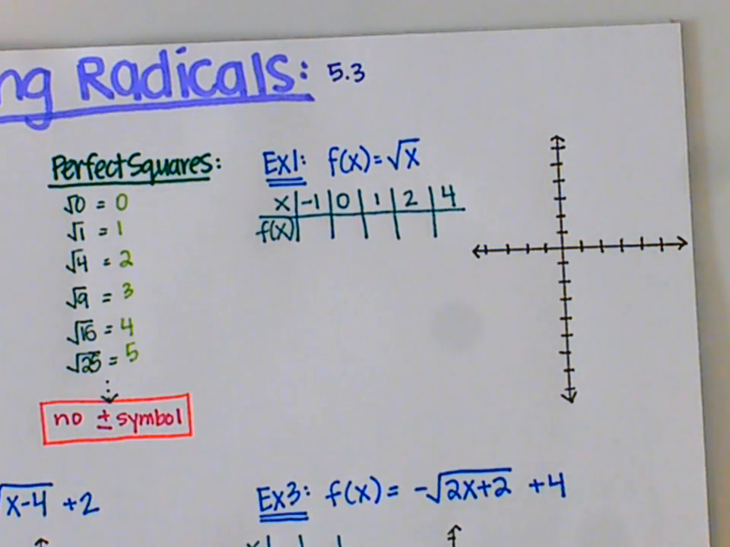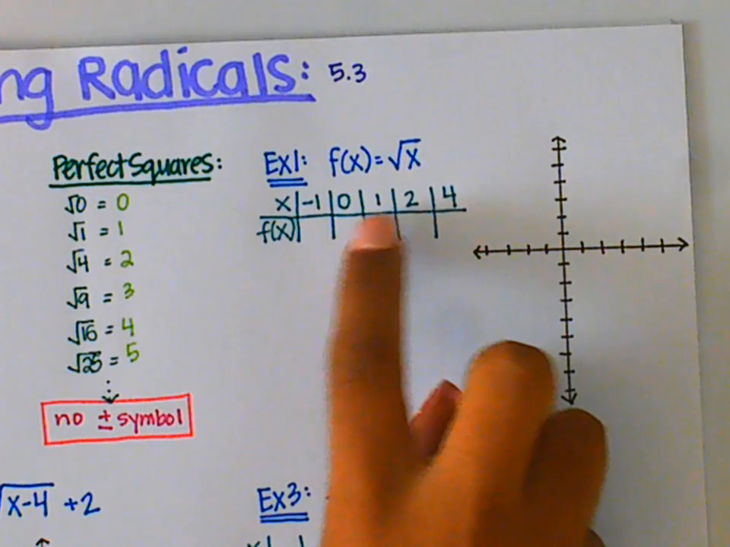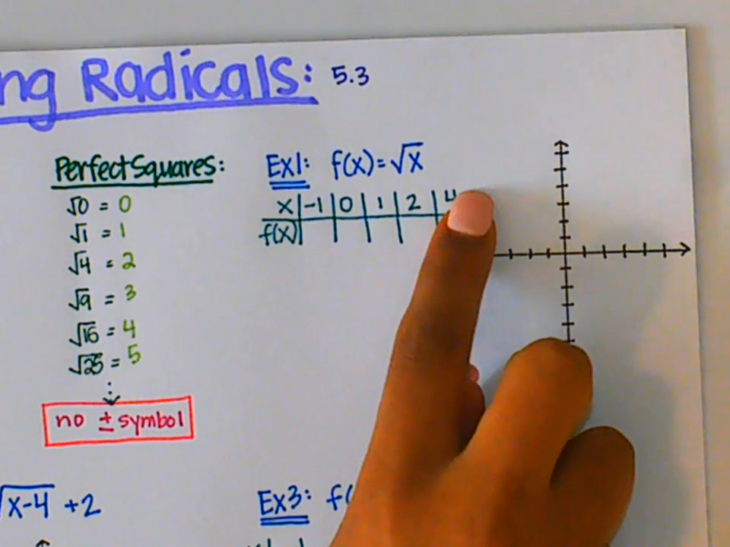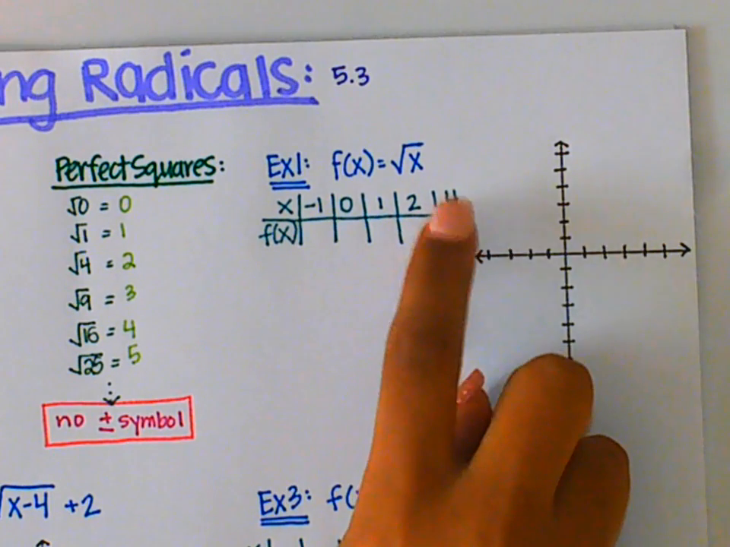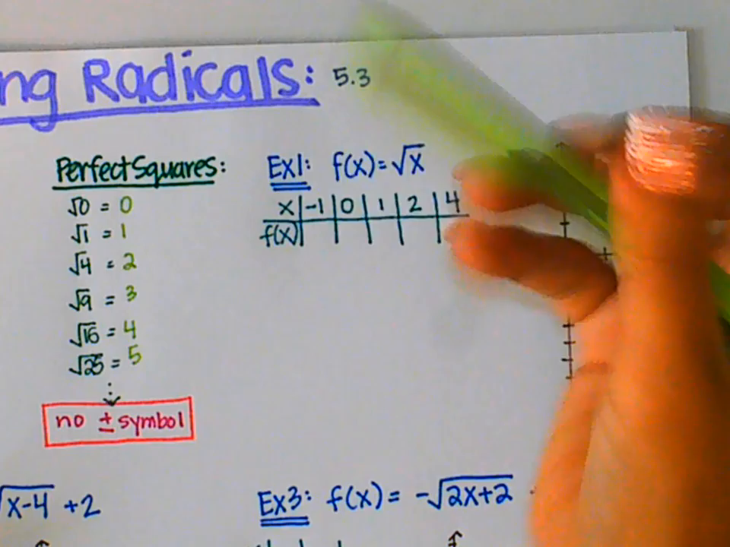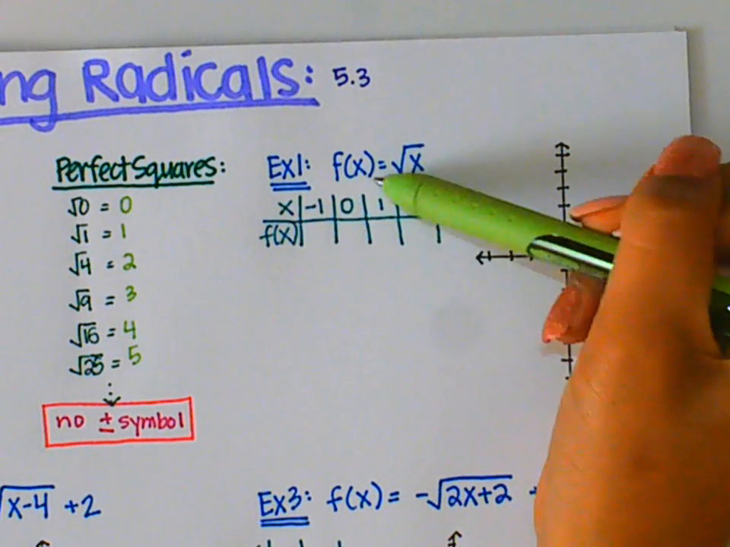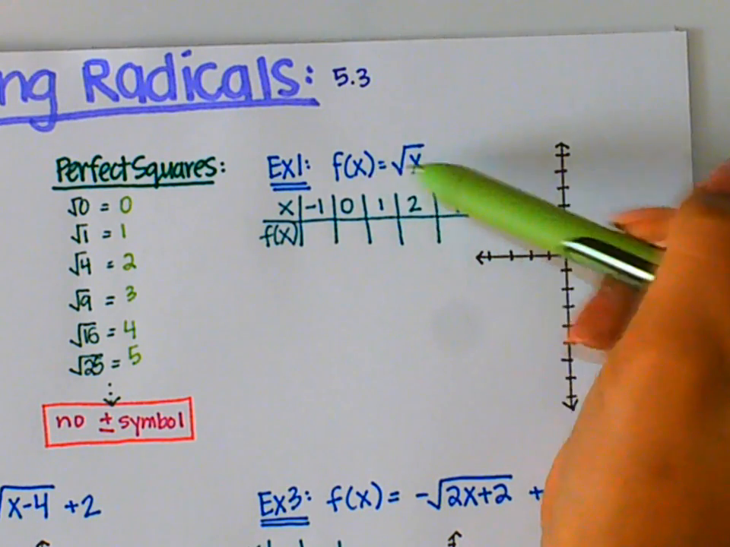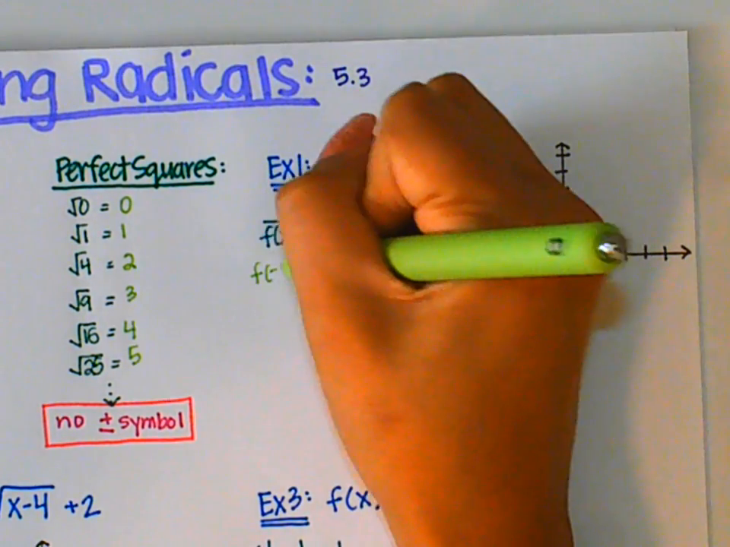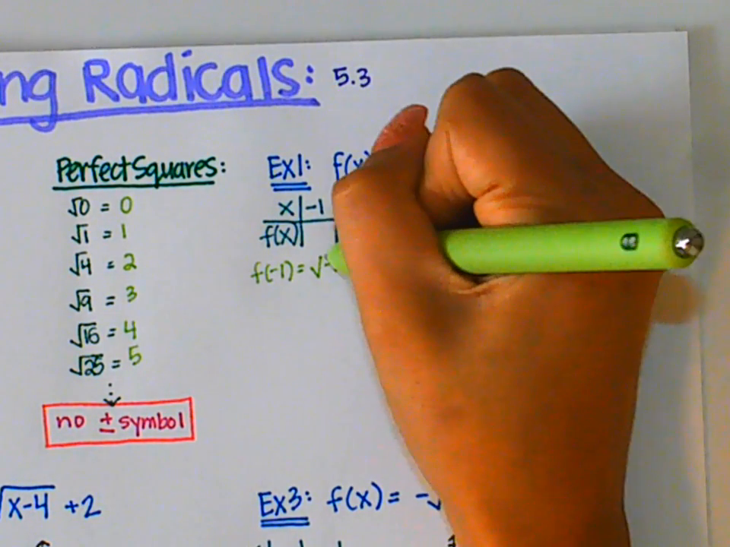What I'm going to do is I randomly pick some points. You see that I did 0, 1, 2, and then I skipped 3. That was intentional. And then I went on to 4. And I'll explain why I skipped it in just a second. But let's go ahead and get started. I picked that x is equal to -1. So in my equation, I am going to plug in that -1 in for my x's. So that's going to look like f of -1 is equal to the square root of -1.